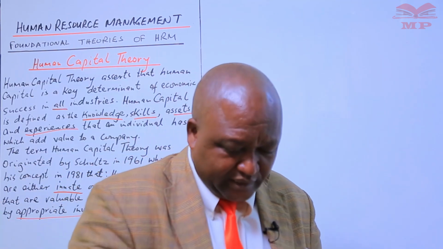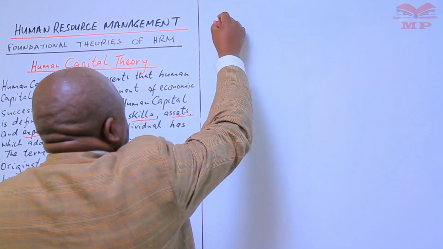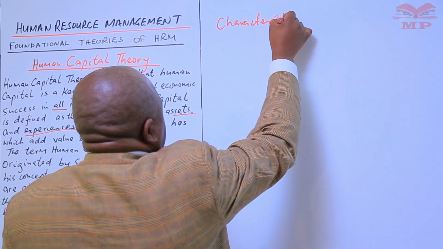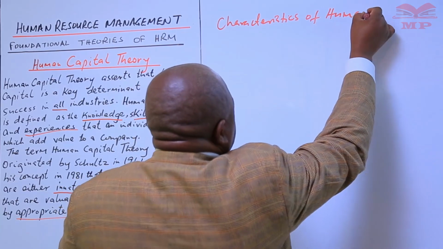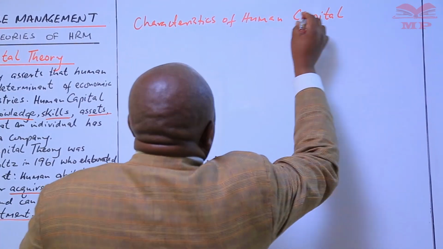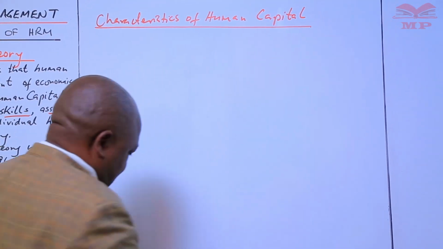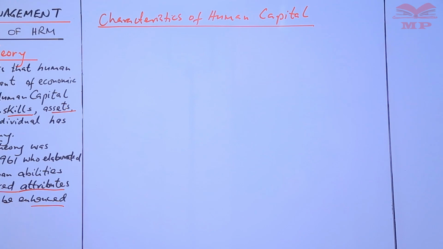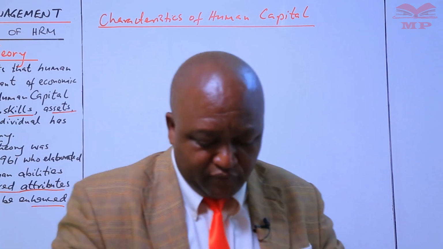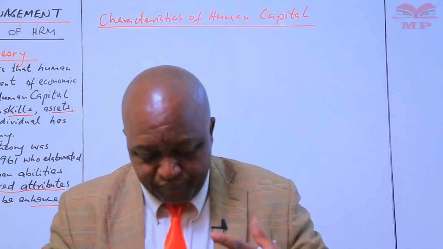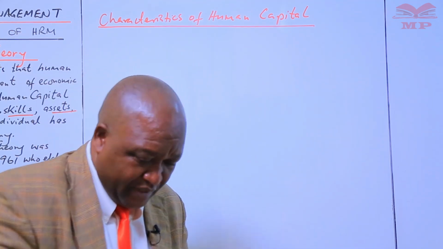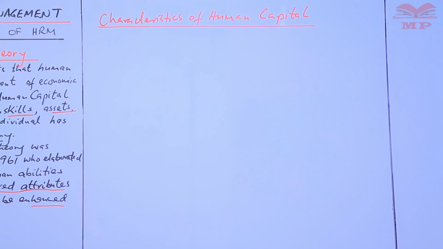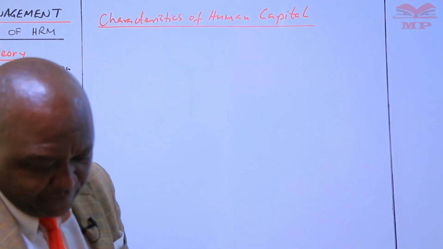So what are some of the characteristics of human capital? It is important that we mention some of them, given that we have indicated that human capital refers to the knowledge, the skills, the assets, and experiences that individuals have within a given environment. So what are some of the characteristics that should define what an individual has? One of the characteristics of human capital is education.